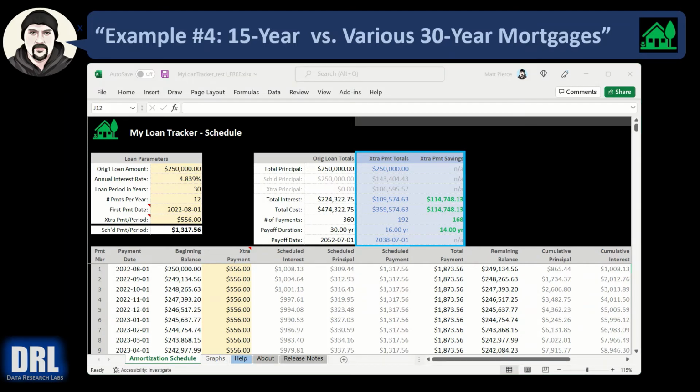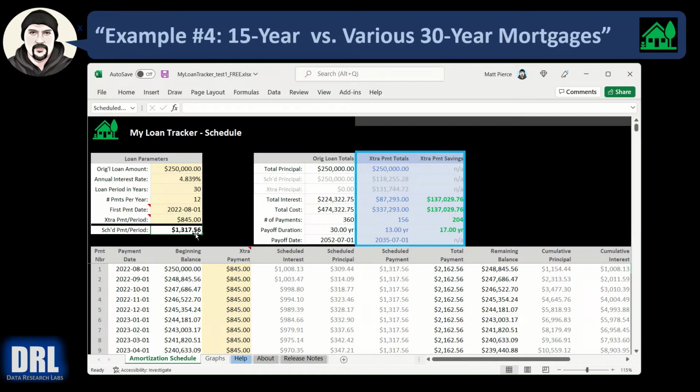And finally, let's try to see how much higher our monthly prepayment would have to be on a 30-year fixed to be equivalent to the 15-year. So I'm going to take 556 and I'm going to guess 845, and that gets me down to about 87, right there. That is about the amount of interest that the 15-year mortgage had. But it gets paid off in 13 years this way.